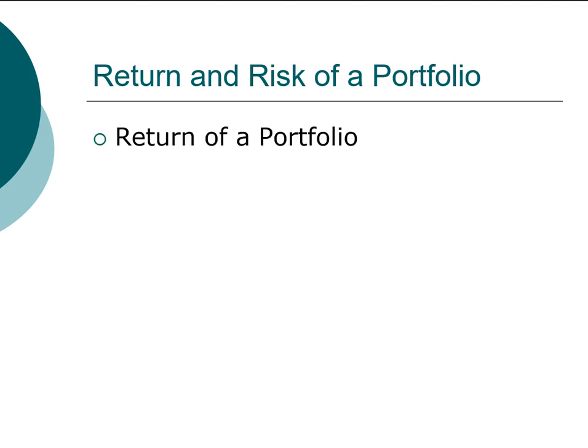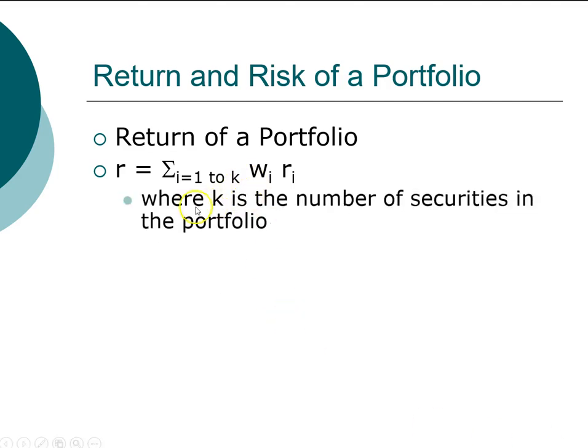So the return on a portfolio is simply the weighted average of the returns on the underlying stocks. Here we have K stocks, for example, and W is the weight. So we take the weight in the portfolio of the stock times the return on the stock. So the return on a portfolio is a simple weighted average. Just one word of caution: when we compute the weight, this weight should be based on value, not price. So the weight should be based on market value weights.